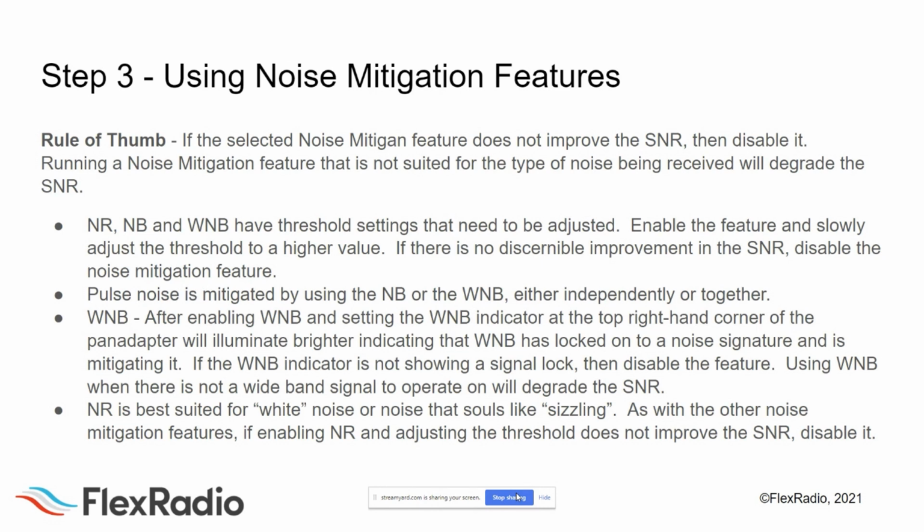One of the things that I have noticed after using the radios for close to 15 years now is that very rarely do I have the type of noise where I need to use the noise reduction or the noise blanker or the wideband noise blanker. I do have some situations around Christmas where Christmas lights bother me, and I do need some of these features there. But in general, the combination of setting the RF preamp and setting the AGC threshold really does exactly what I need to do to optimize signal to noise ratios.